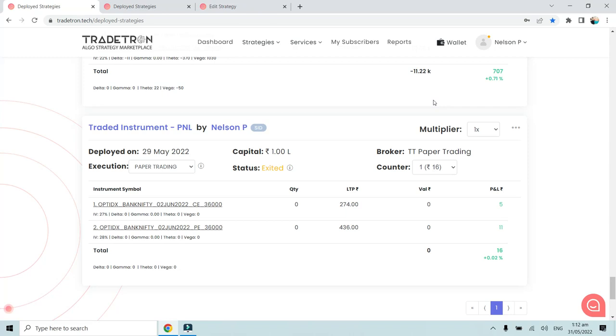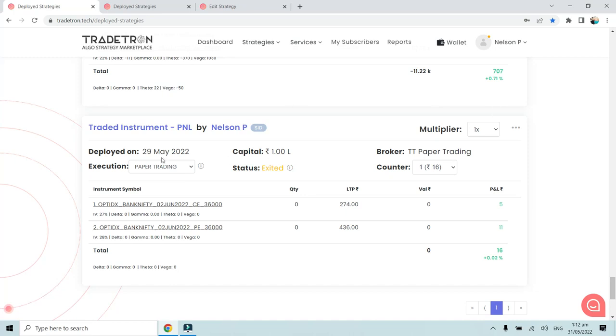Hello everyone. In this video we are going to discuss the keyword traded instrument, but for the option PNL that we have under the traded instrument keyword. So how to calculate PNL for a particular leg and how it's getting recorded in notification logs, that's what we will see right now.